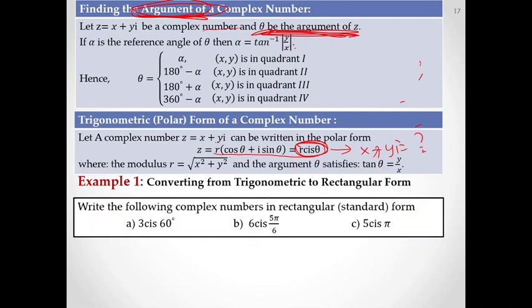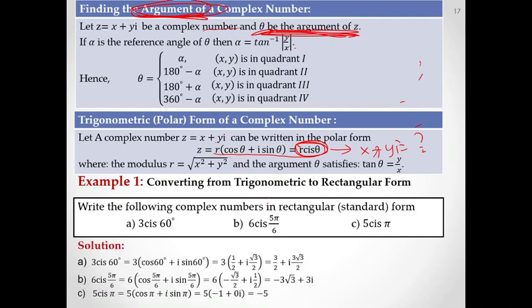Now let's see this one. What is this equal to? You basically just write 3 cosine 60 and sine 60, write this one clearly, and put the numbers here and here, and then you multiply them, you get these.